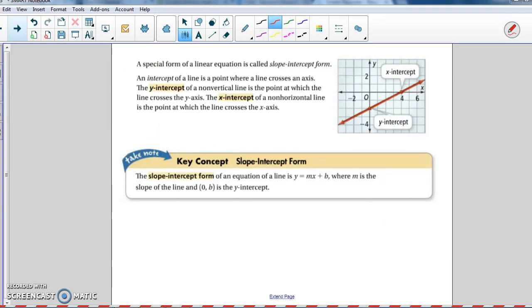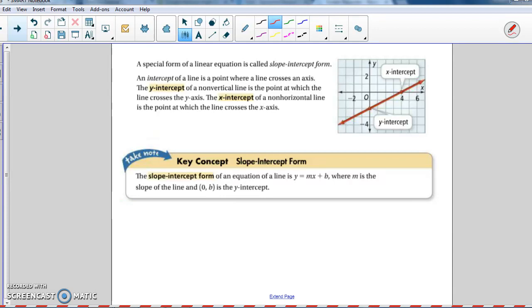A special form of a linear equation is called slope-intercept form. An intercept of a line is a point where the line crosses an axis. The y-intercept of a non-vertical line is the point at which the line crosses the y-axis. The x-intercept is where the line crosses the x-axis.